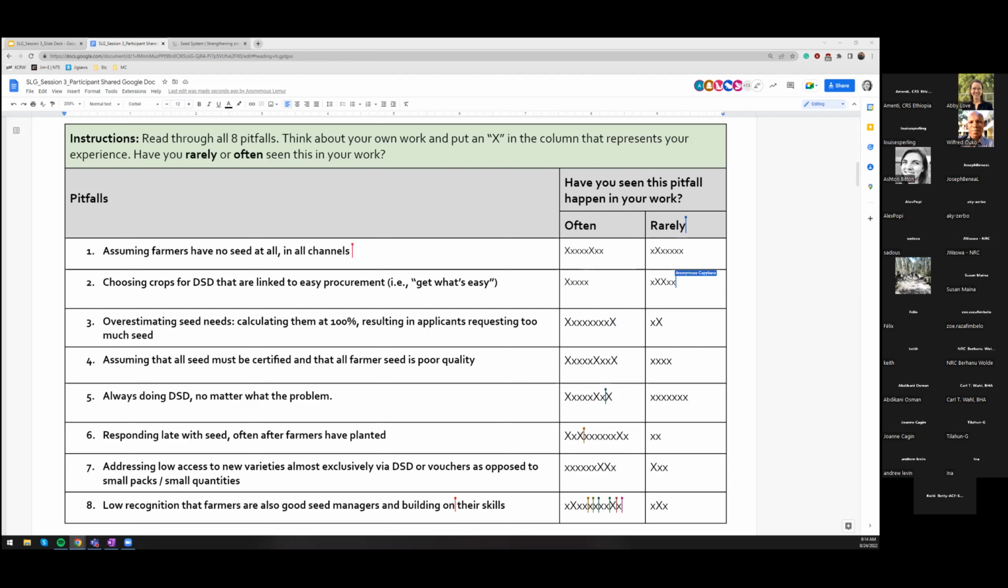I think we are almost there with this. Unless someone else still wants to put an X, I think most of us have done so. And based on what I'm seeing, perhaps Ashton, Abby, you could correct me if I'm wrong, but I'm looking at the responses and I can see pitfall number 4, number 6, number 8. If we agree on that, I think those look to me like the ones that happen quite often. I can see number 4, 6, 8.